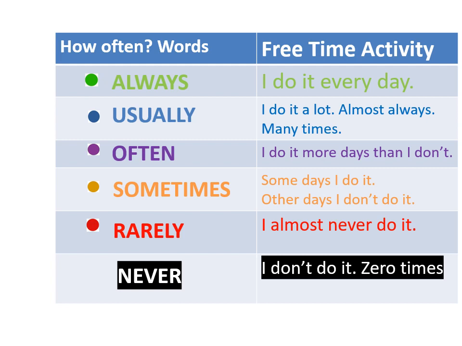Next, we have often. Often means that you do it more days than you don't. So maybe you do something for 4 days and you don't do it for 3 days. Sometimes means that some days I do it and other days I don't do it. So about the same amount of times that you do it and don't do it.